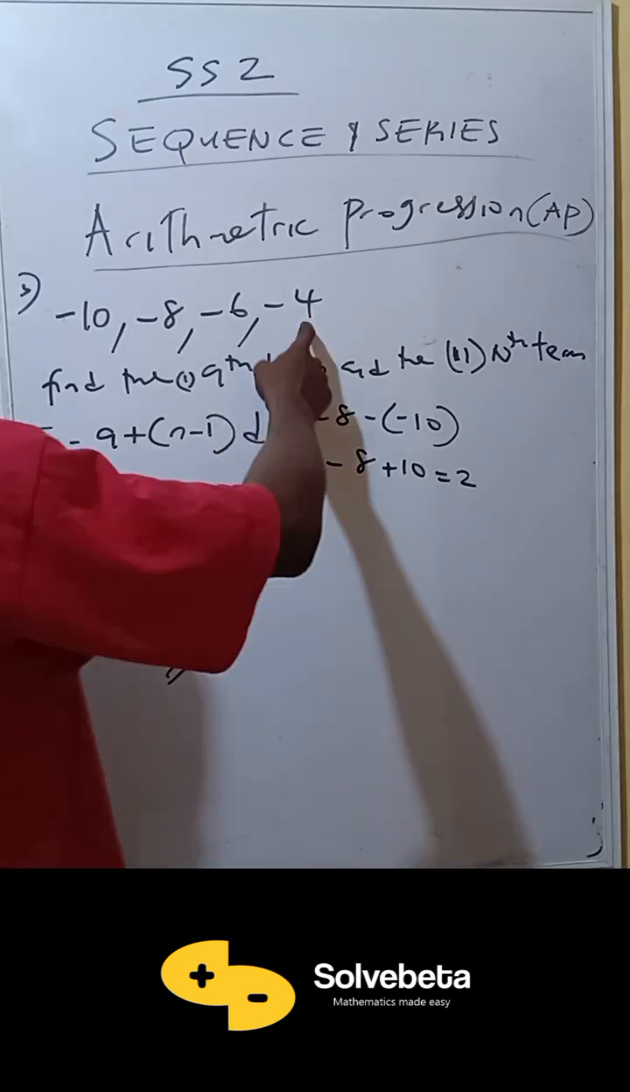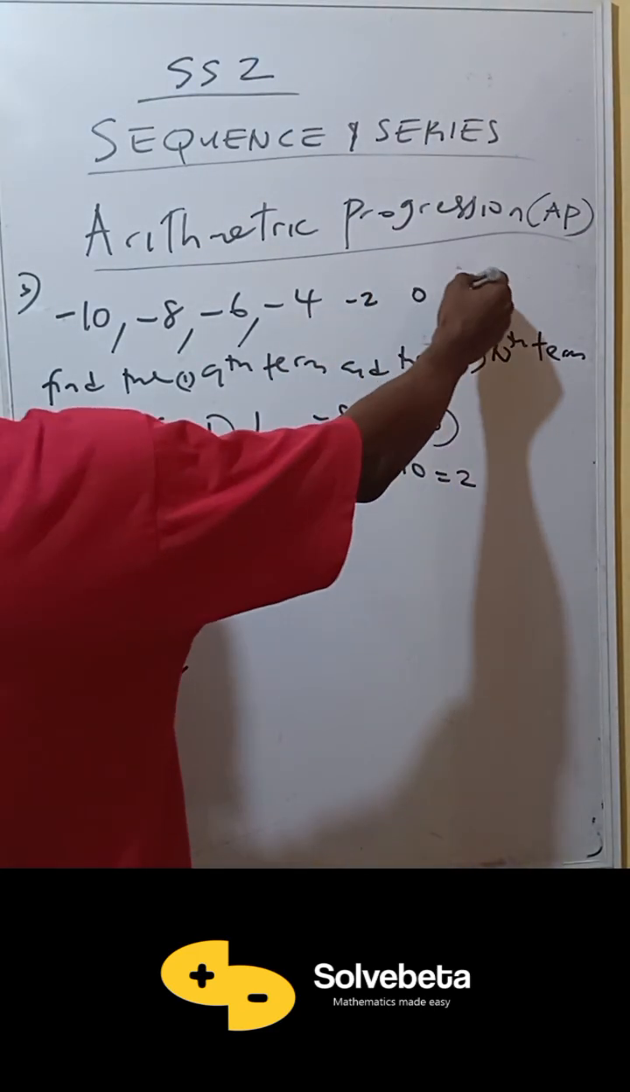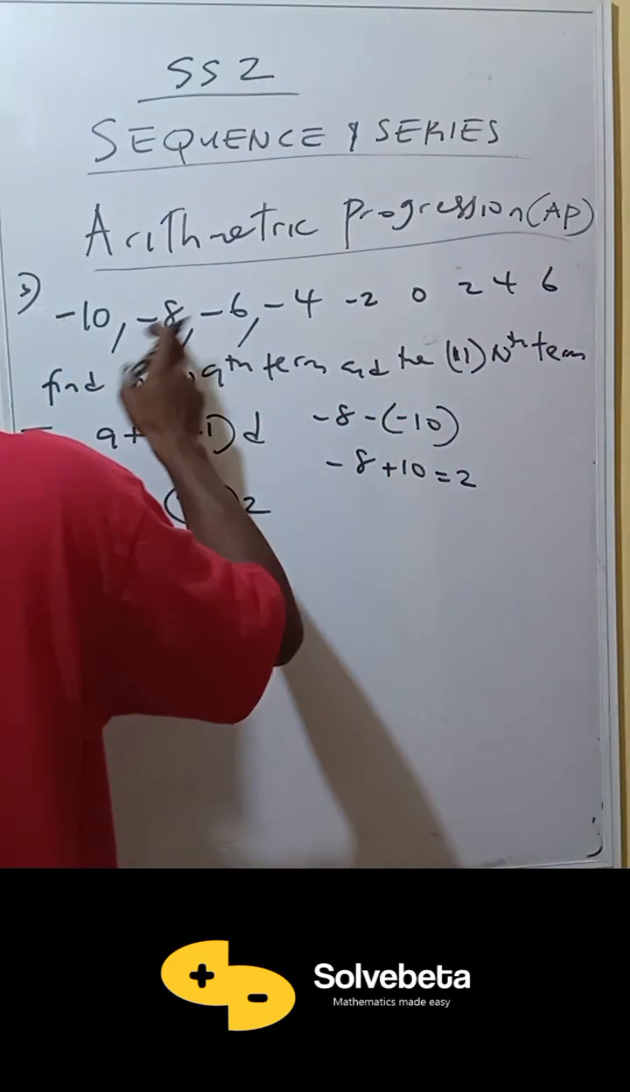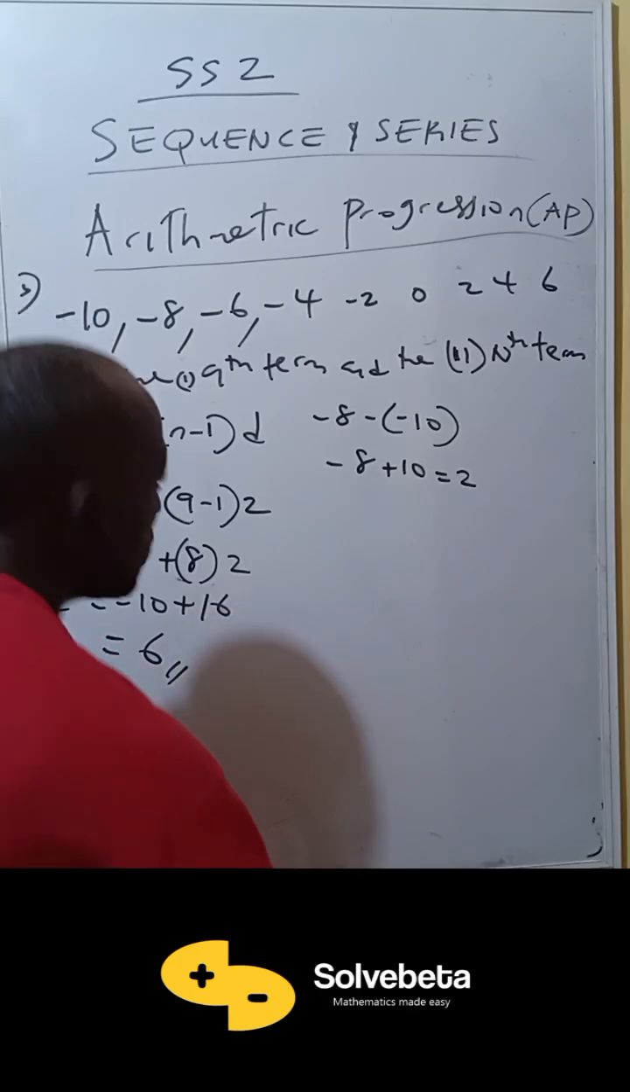You can try it. Minus 4, minus 2, 0, 2, 4, 6. 1, 2, 3, 4, 5, 6, 7, 8, 9. You can see that's correct.